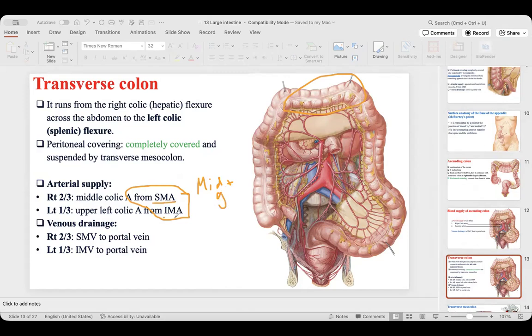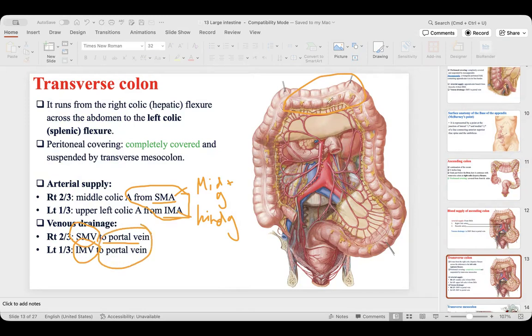SMA and IMA. IMA means inferior mesenteric, which supplies the hindgut, and the SMA supplies the midgut. So they have a double blood supply. And also the venous drainage is the superior mesenteric vein and inferior mesenteric vein, finally both to the portal vein.